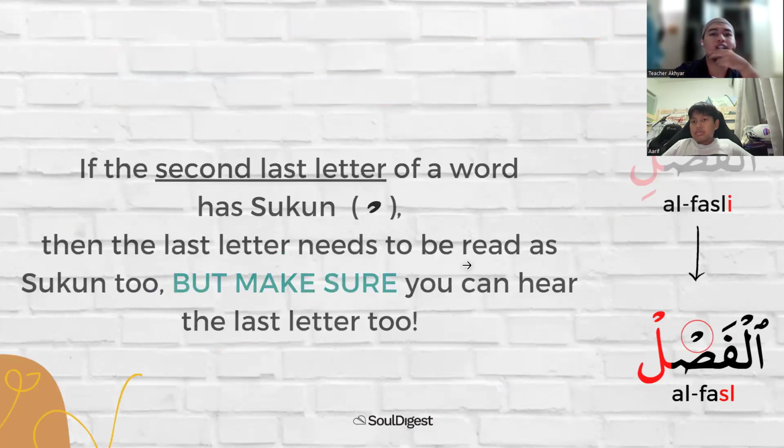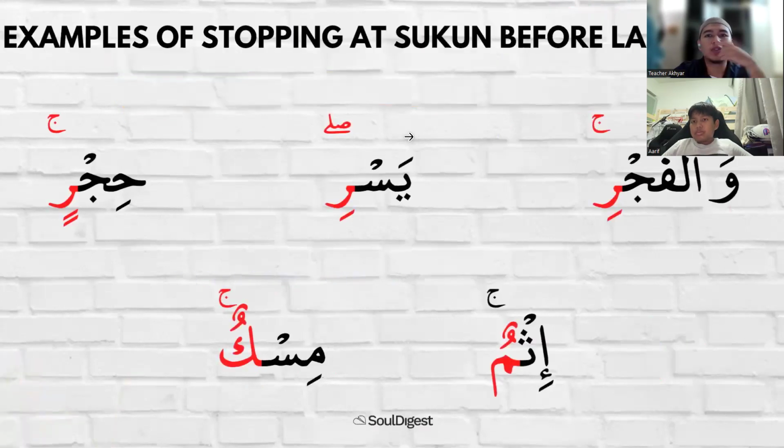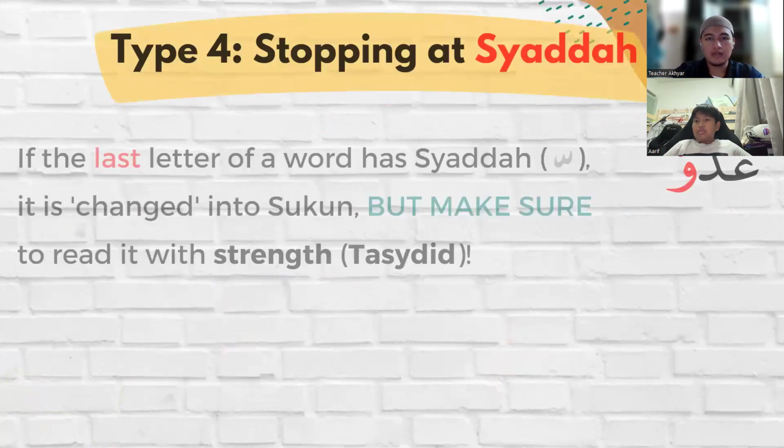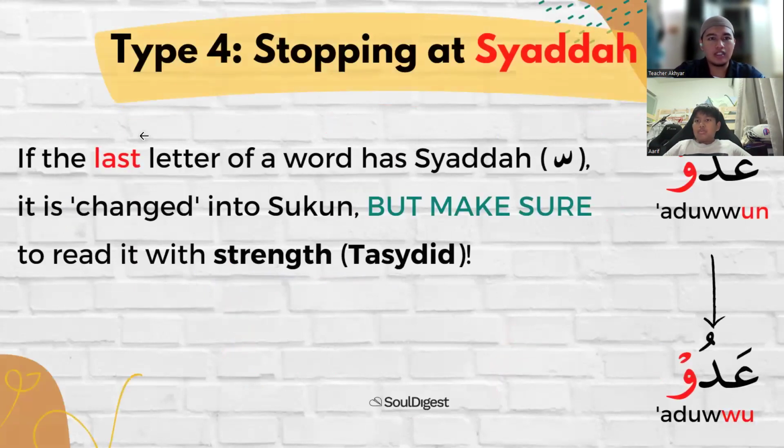So it's not very hard, right? This part, sukun before the last letter. Okay, clear, right? So the last type is stopping at shadda. Do you know what shadda is?